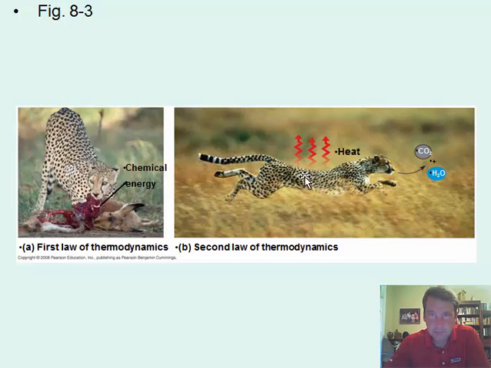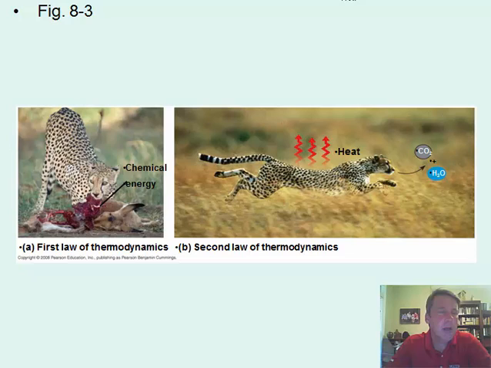But there's a loss that occurs, and that loss is part of the second law of thermodynamics. The loss in heat occurs as motion. This kinetic energy is occurring here.